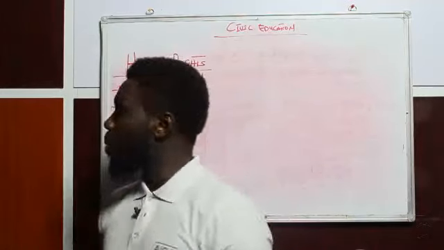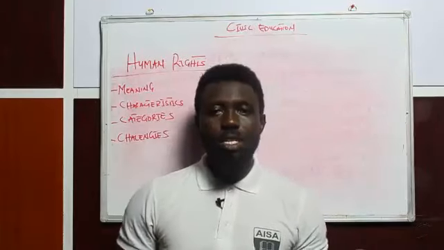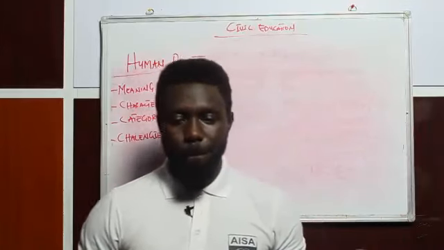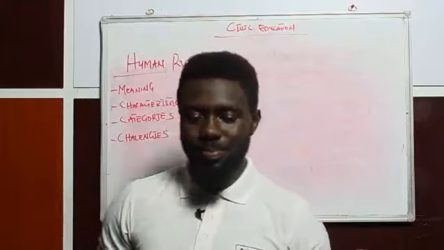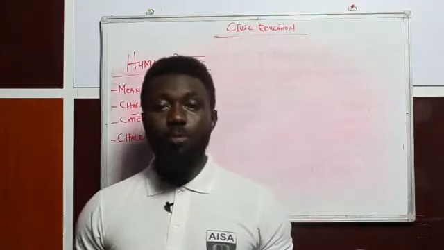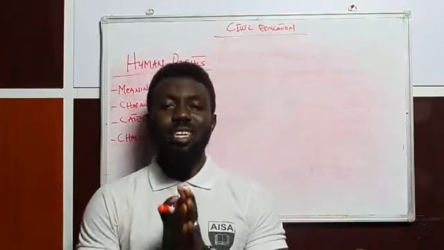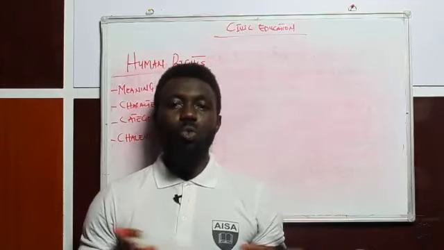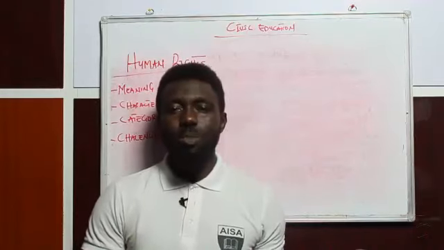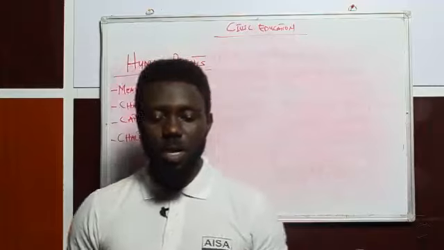So now, what are the characteristics of human right? There are quite a lot of characteristics of human right, but some of them include: number one, universality. Human rights are universal. Everywhere, every part of the world, everywhere you go, there are human rights. They are always there. So it's a world thing. It's not that it only exists in one part of the world. No, it is universal. It is everywhere. That is one of the characteristics of human rights.